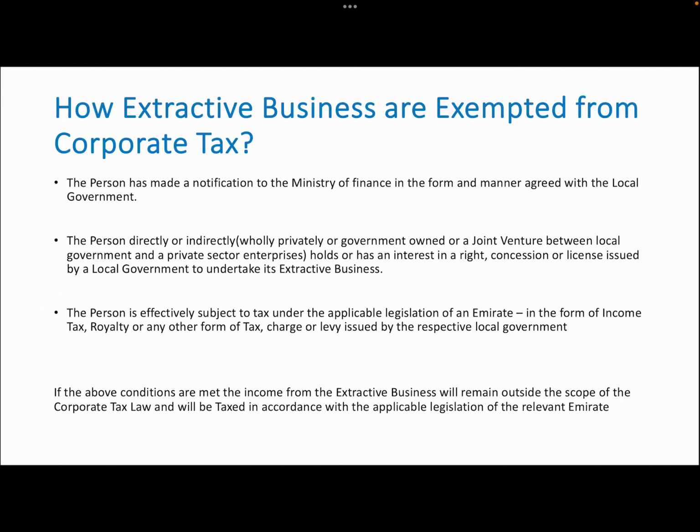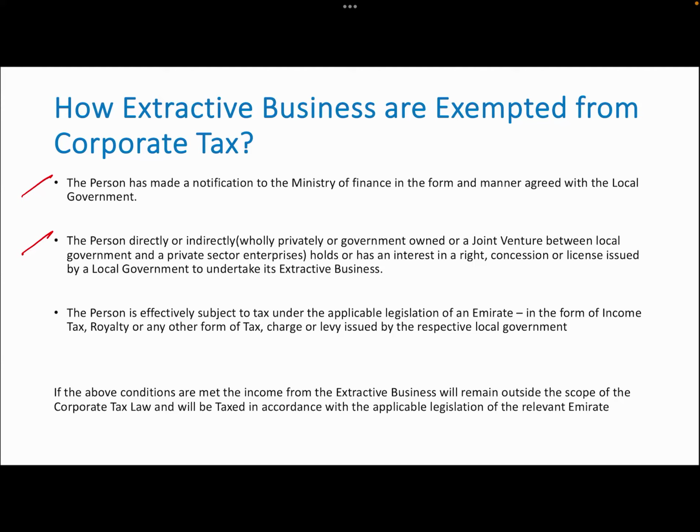Now, how are extractive businesses exempted from corporate tax? So the first point, the person has to make a notification to the Ministry of Finance in the form and manner agreed with the local government. So basically, the business has to notify the Ministry of Finance about the extraction of the natural resources in the respective emirate. The person, directly or indirectly, wholly, privately or government owned, or a joint venture between local government and a private enterprise, holds or has an interest in a right, concession, or license issued by a local government to undertake its extractive business. So basically, the business has to be issued a license by the local government.